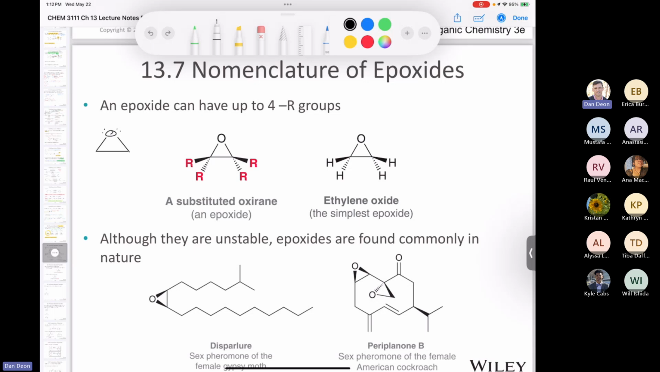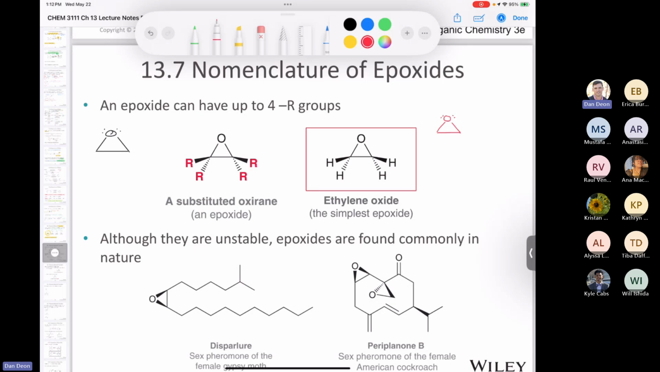So if you have 4 hydrogens, then that compound has a name. I've actually asked this on quizzes before. I've actually asked students, just give me the name of this compound. So if you see just this compound with nothing on it, that's called ethylene oxide, and that's a gas at room temperature.